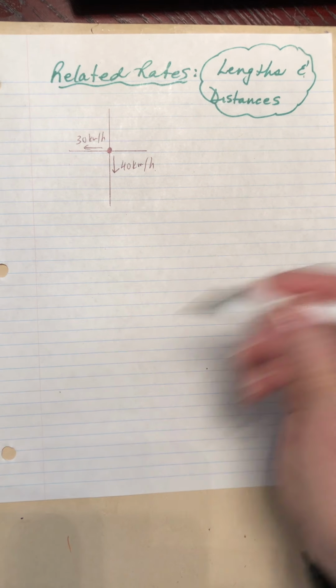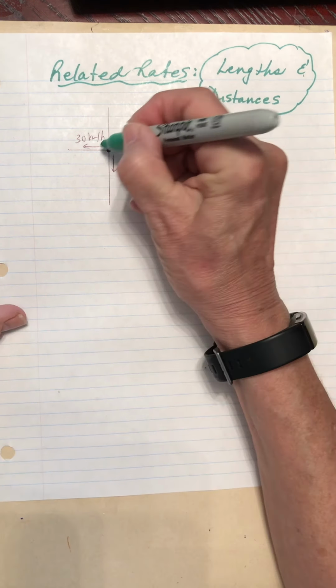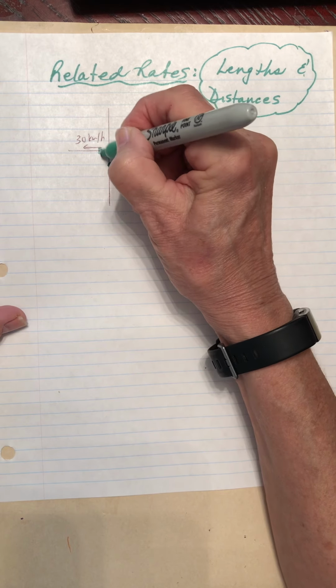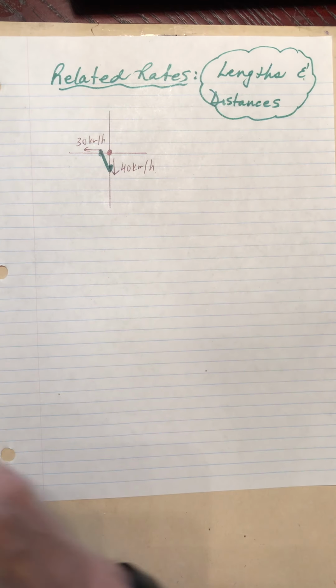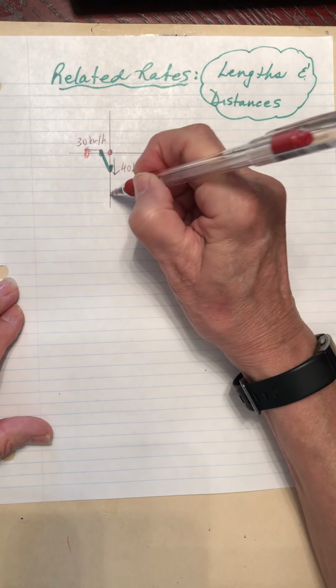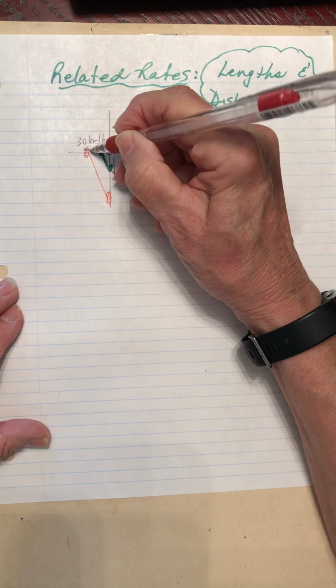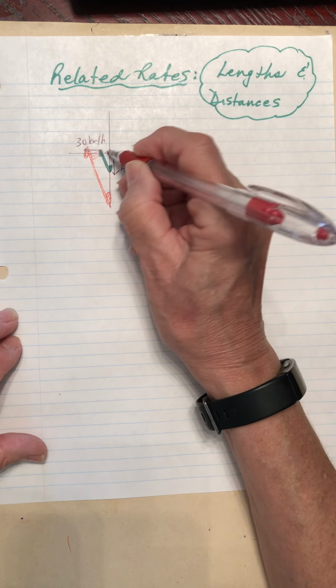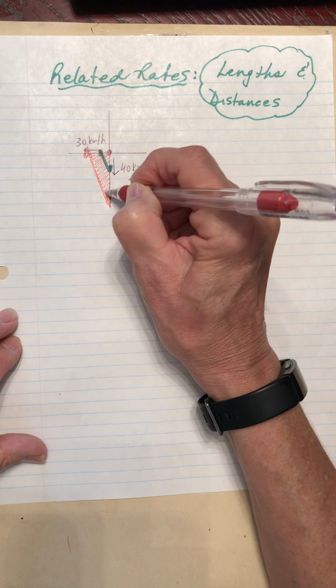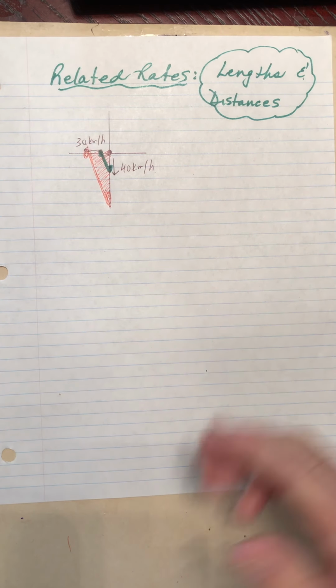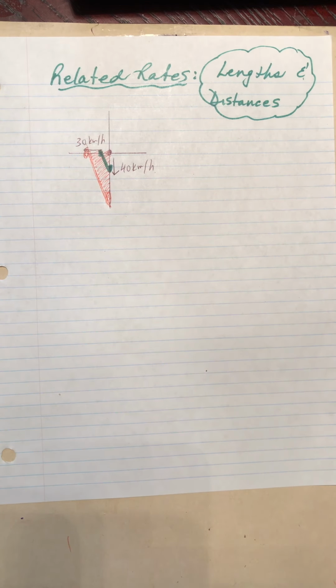So what happens? Well, maybe a few minutes later, this guy's here and this guy's here. So now we have this triangle. And a little bit later, this one's here and this one's here. And now we have this triangle. So this is going to be the shape where you are going to have to now talk about the relationship between all of these quantities.